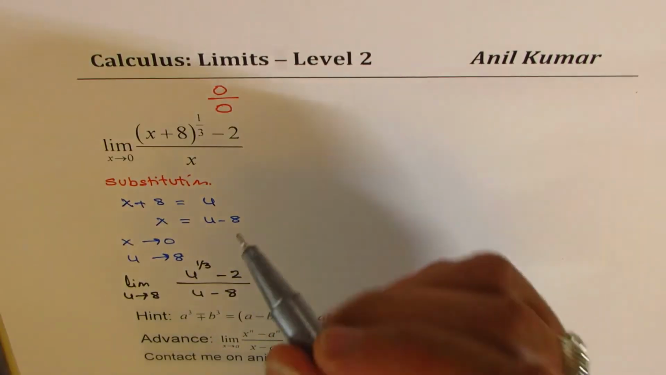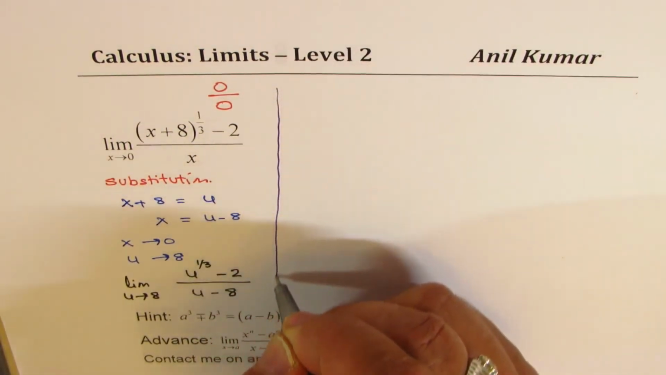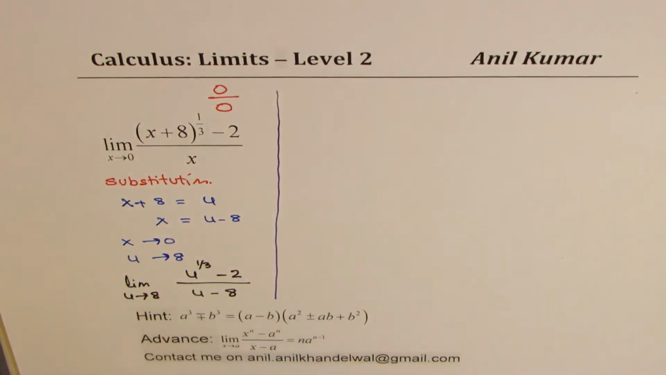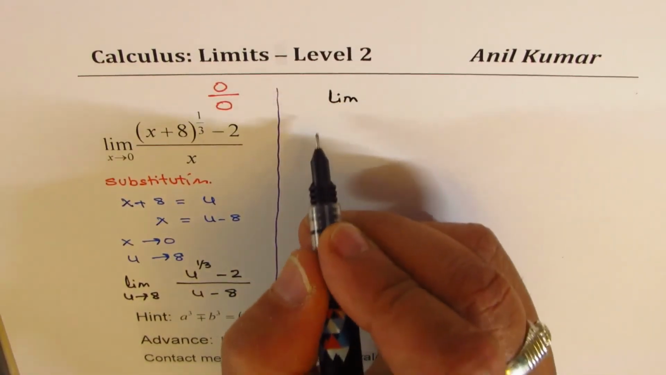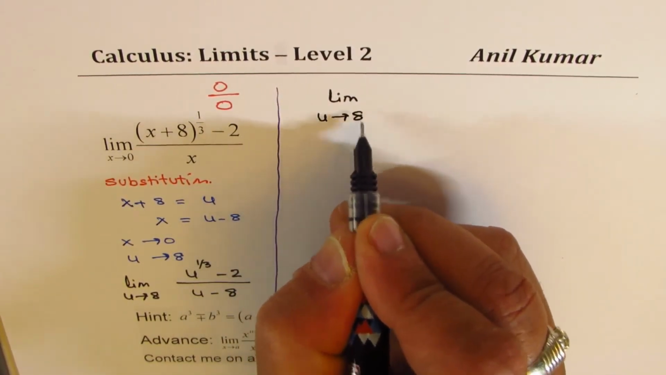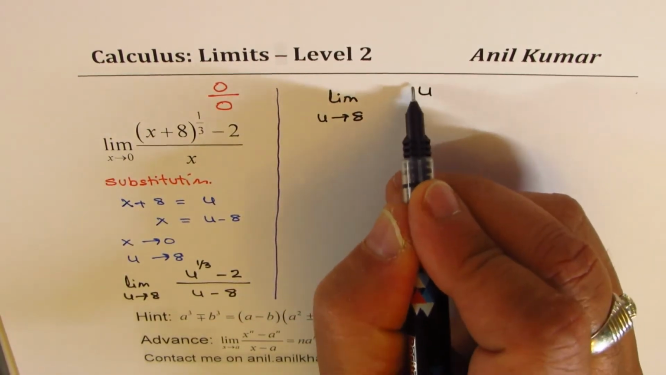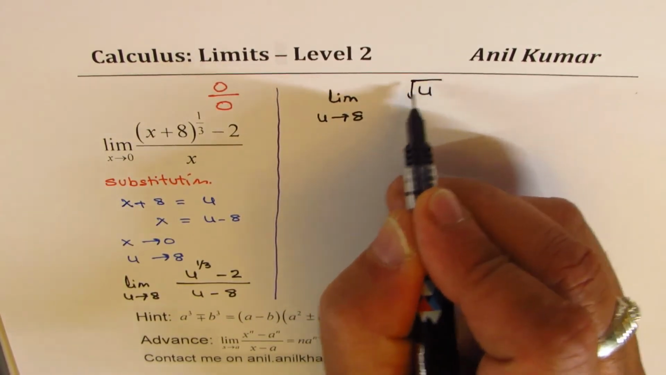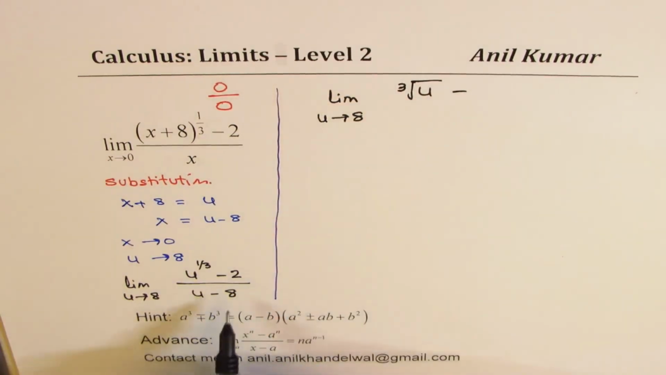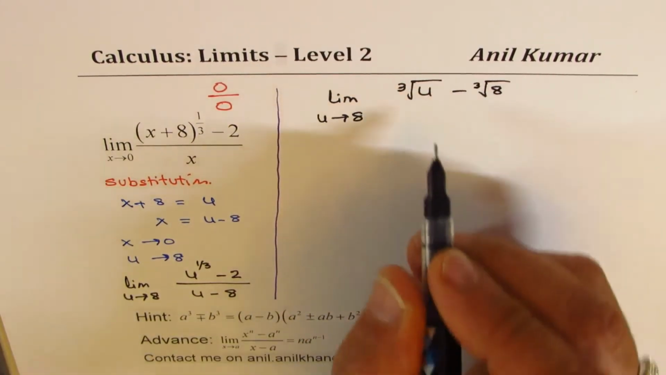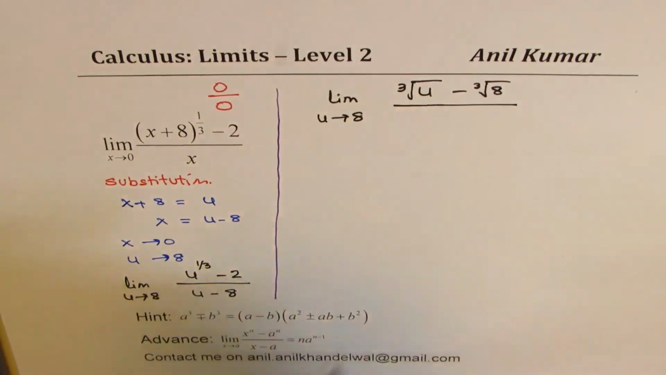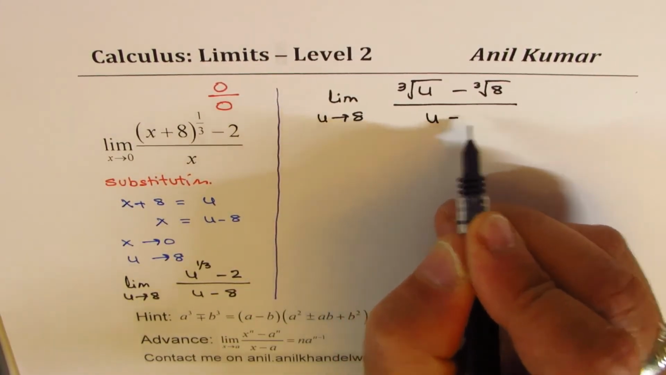I'd like you to pause the video, solve this particular question. You may use this formula and then get your result. So let's do it. So now we are solving the question limit u approaches 8 for u to the power of 1/3, that is cube root of u, minus 2. 2 could be written as cube root of 8. And in the denominator, we have u minus 8.